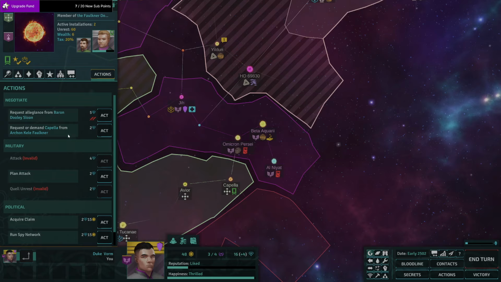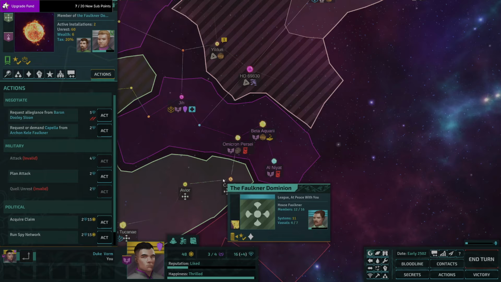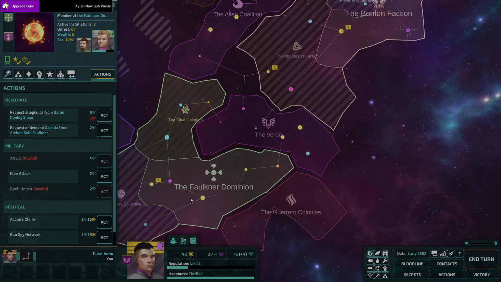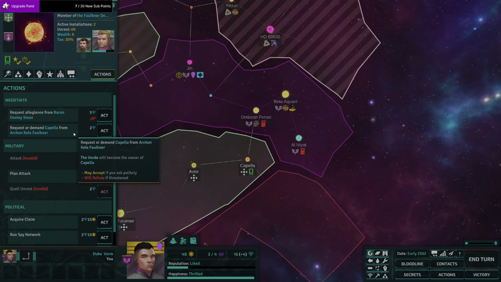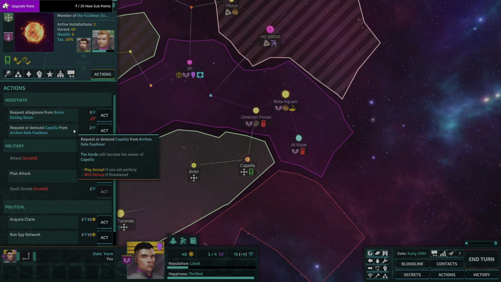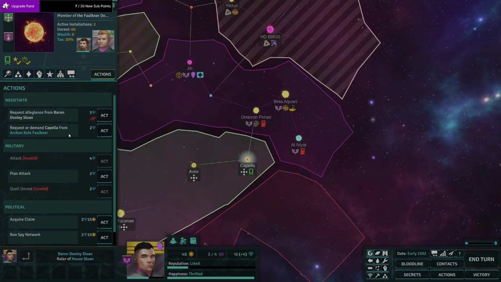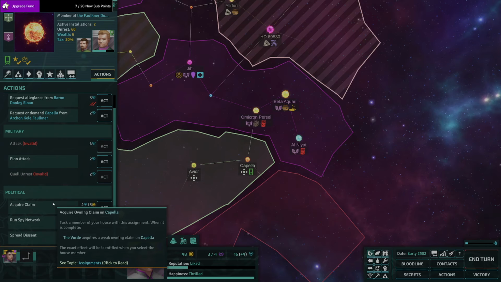Then we can also request or demand Capella from the Archon. We can go to his boss because he is an Archon, or he's in the direct Archon league. And we can request it through there. May accept if you ask politely. I'm pretty sure he'll say no. Don't want to do any negative stuff.